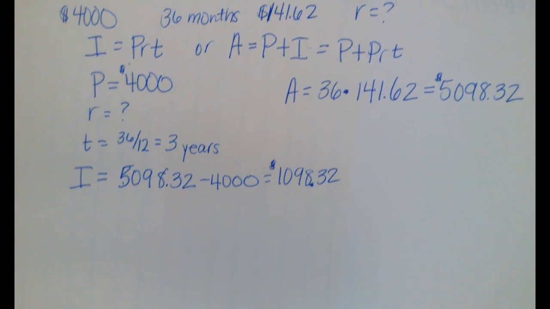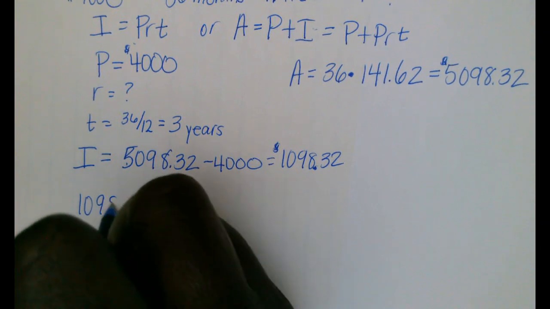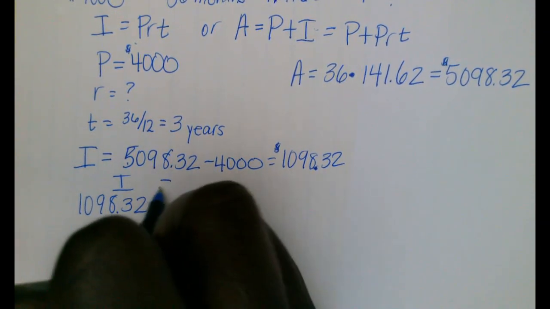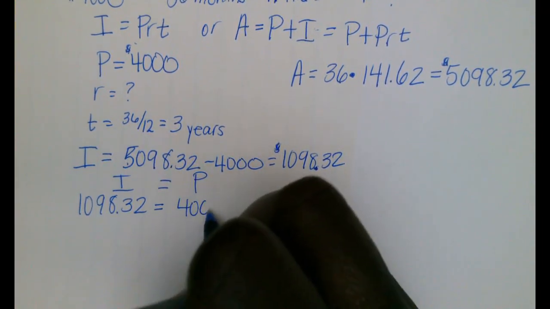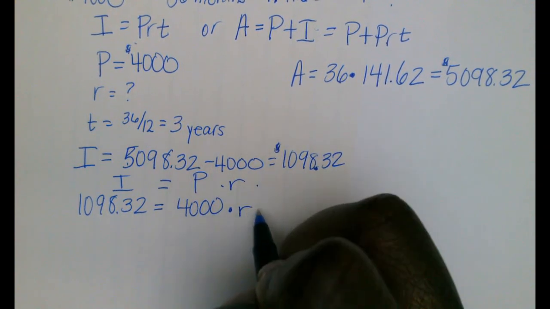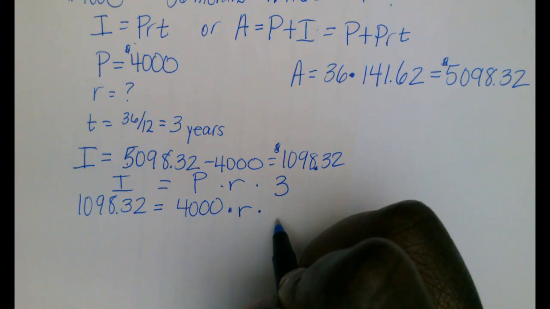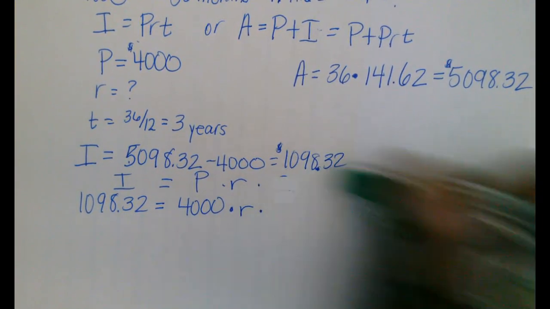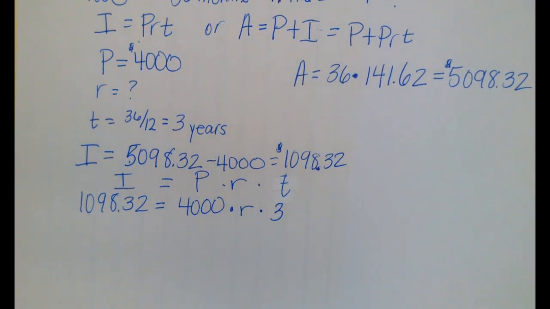So let's put this all together. The I, or interest, that was paid equals our principal, which is how much we borrowed in the beginning, times our rate, which we don't know and are trying to find, times T. T should be here, not 3.